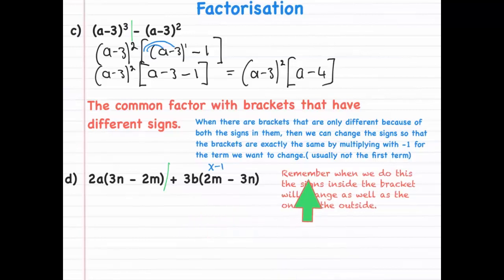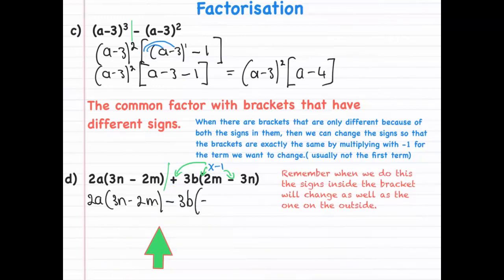Here I said, remember when we do this, the signs inside the bracket will change as well as the sign on the outside. So now this sign is going to change. That sign is going to change and the sign on the outside. So this becomes the following. We have 2a, 3n minus 2m, and then we change this sign to a minus. So it becomes minus 3b, and then minus 2m plus 3n, and we close the bracket.